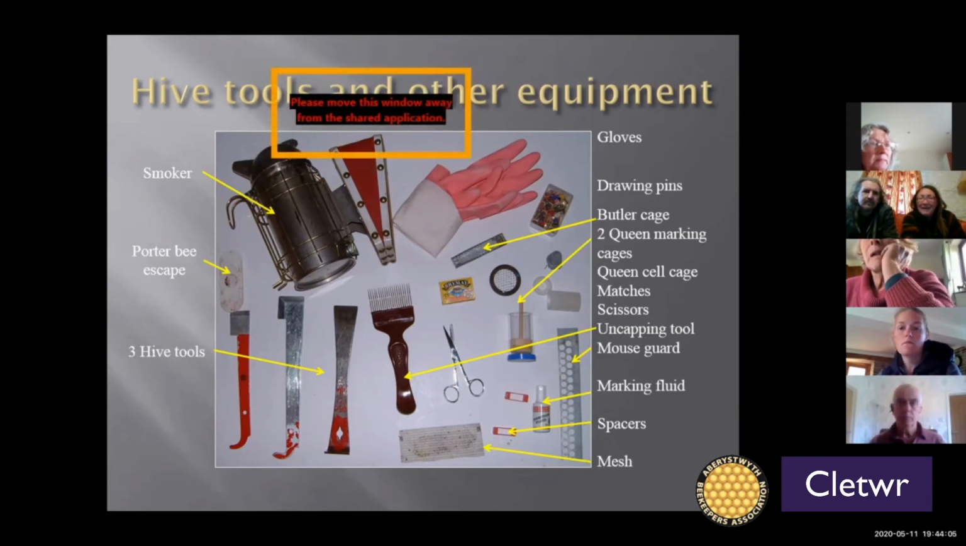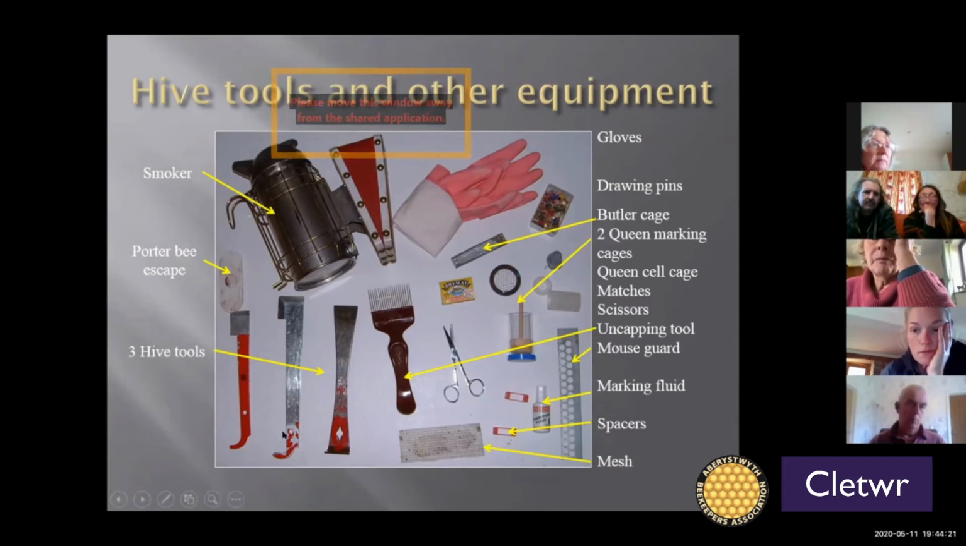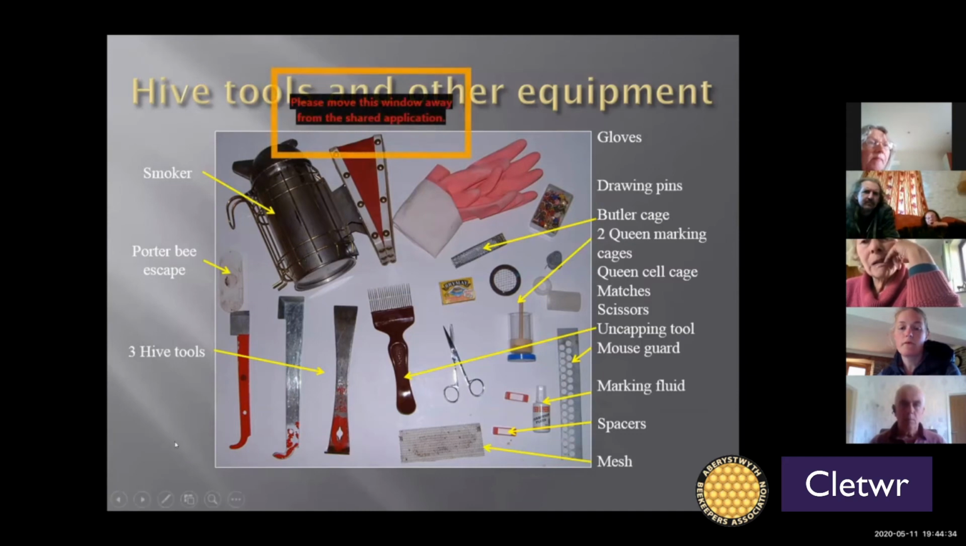The second thing is your hive tools. Now there's a picture there of 3 types of hive tools, all with different ends on them. I would say the majority of beekeepers like this hook on the end. They call it a J hive tool, and that makes it easier for you to hook underneath the lugs of the frames when you're going into the colony, and you're able to lift them out without damaging the bees too much.